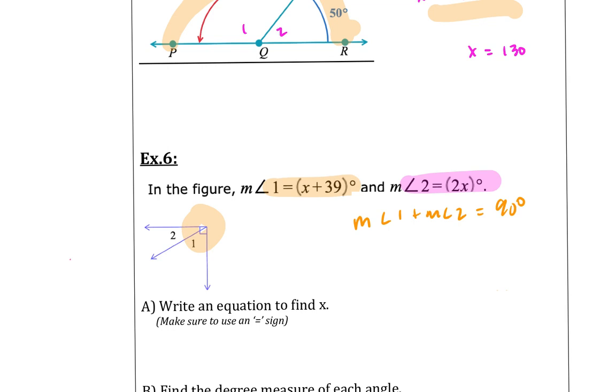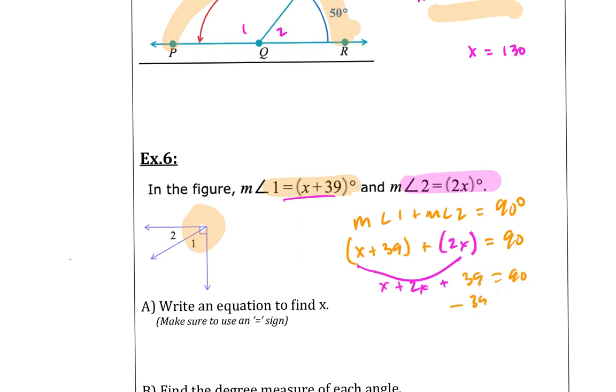Then you just substitute in the values: x plus 39 plus 2x equals 90 degrees. Combine like terms, which is x plus 2x plus the 39 equals 90 degrees. We're going to subtract 39 from both sides. We're going to have then that 3x equals 51. Divide both sides by 3. And that means x equals 17.